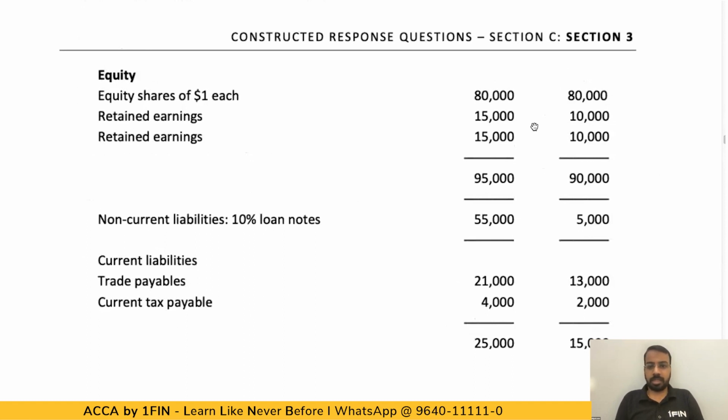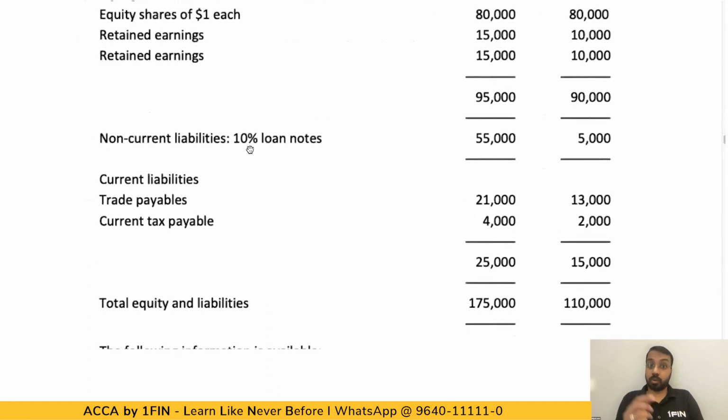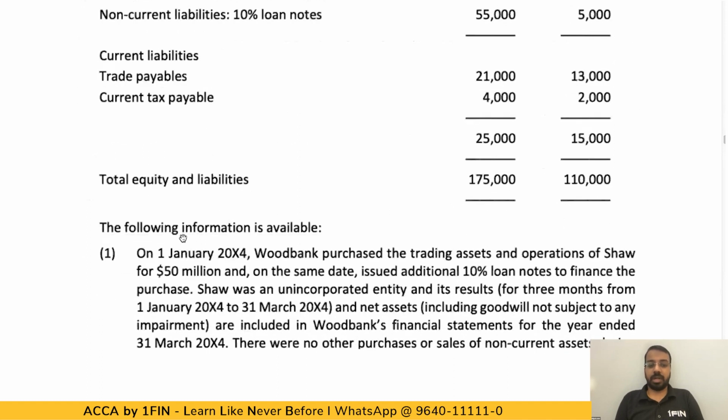This extra retained earnings line you can ignore. You can have it twice. 80 plus 15 is 95. So this you can ignore. Non-current liabilities, 10% loan note. So the loan note has been taken, most likely to acquire the subsidiary. Current liabilities and total equity and liabilities.